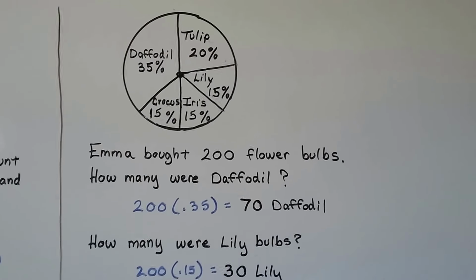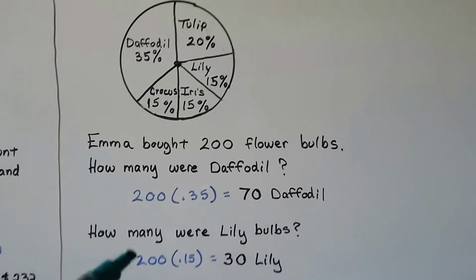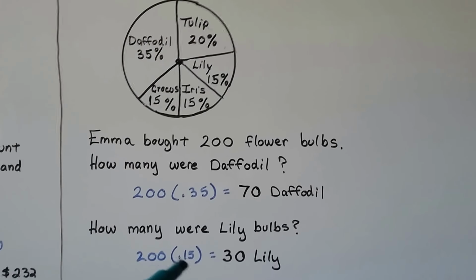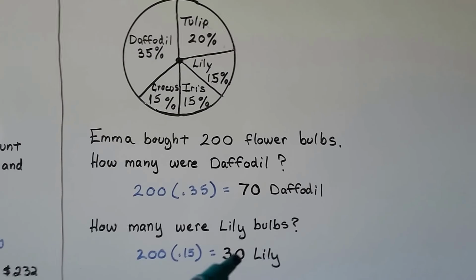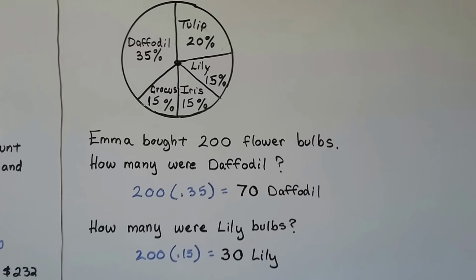How many of them were lily? We look and see lily is 15%, so we multiply the 200 times 0.15 as a decimal. And we know that 30 were lily.